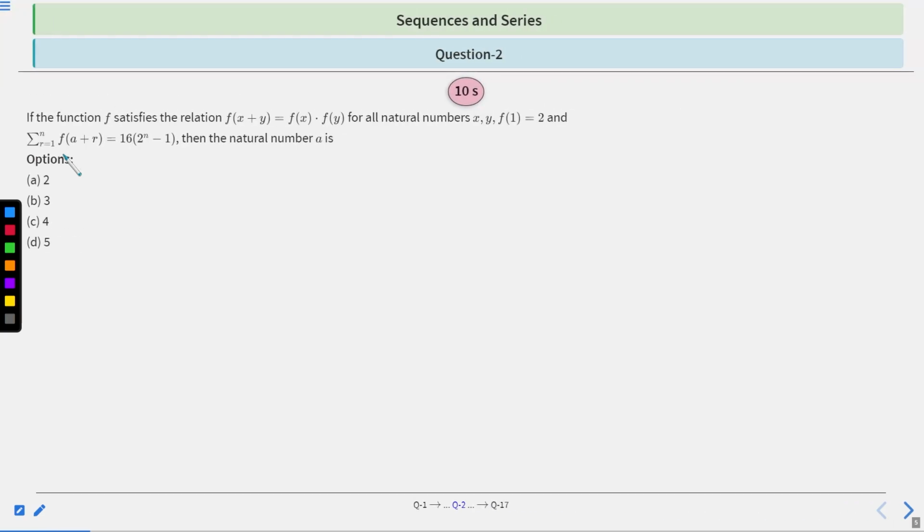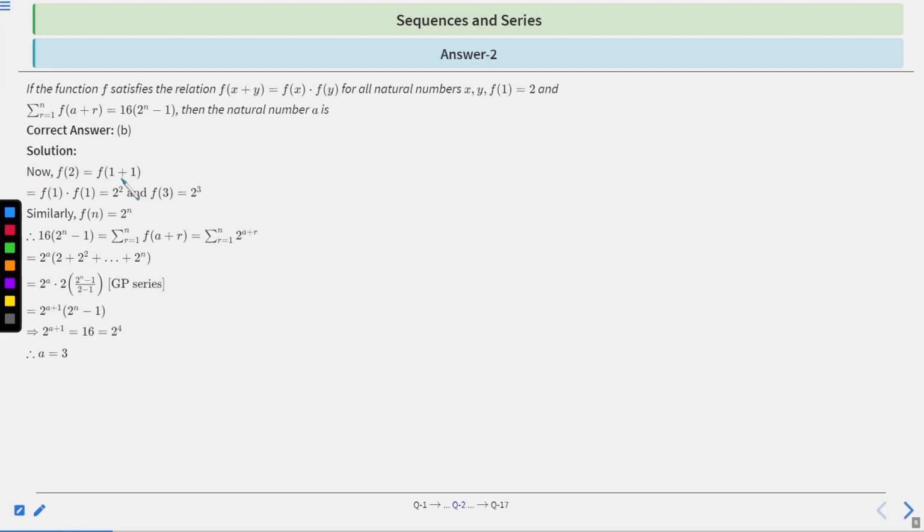Now let's move to question number 2. It says, if the function f satisfies the relation f(x plus y) is equal to f(x) plus f(x) into f(y) for all natural numbers x, y, and f(1) is equal to 2, and summation of r is equal to 1 to n, f(a plus r) is equal to 16 into 2 to the power n minus 1, then we have to find the natural number a. So after 10 seconds, we will discuss the solution. Okay, let's move to the solution part.